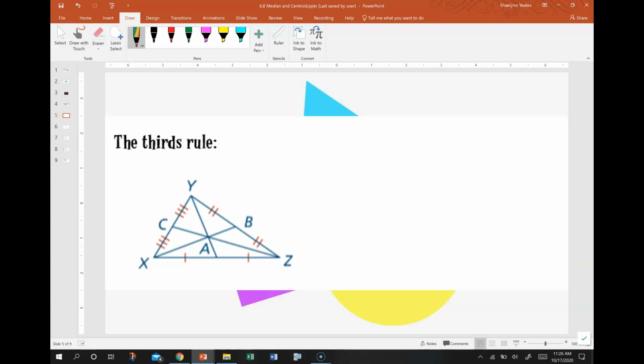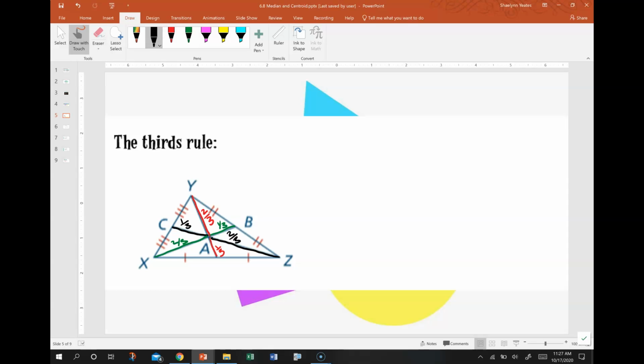The balancing point of a triangle is always 2/3 away from the point. So if you consider that to be 2/3, then it's only 1/3 of the way of the side. And this is true of all of them, so it would be 2/3 away from Y and 1/3 away from the line opposite Y. It's 2/3 away from X, and it's only 1/3 away from the line opposite X. Okay, it's the thirds rule.